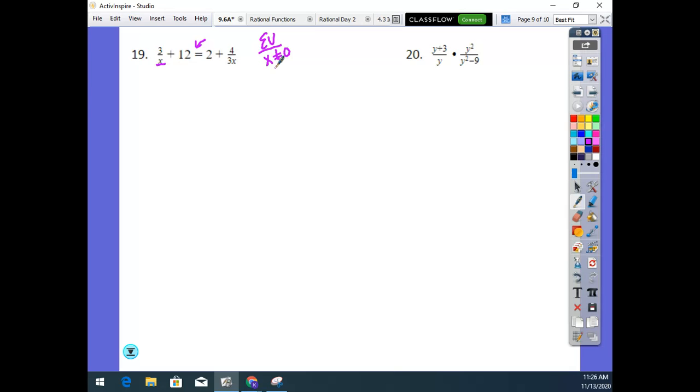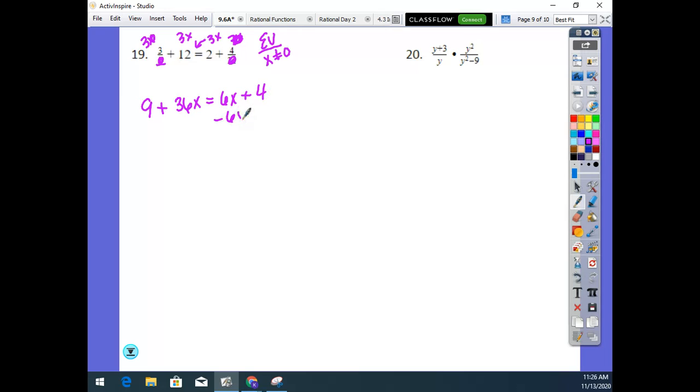Then I need to multiply by my common denominator. So we have 3 and x, the two factors we need to multiply by. So this x cancels here, and I'm left with 3 times 3, which is 9. Nothing cancels here. 12 times 3x is 36x. Nothing cancels with the 2, which is just 6x. The 3x cancels the 3x, and we're left with 4.